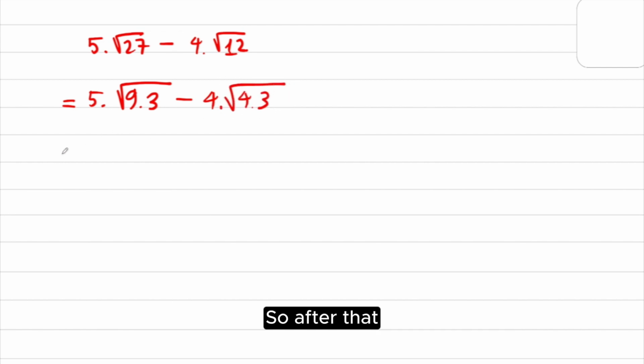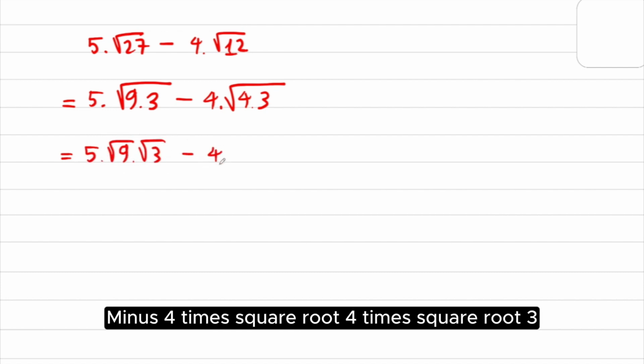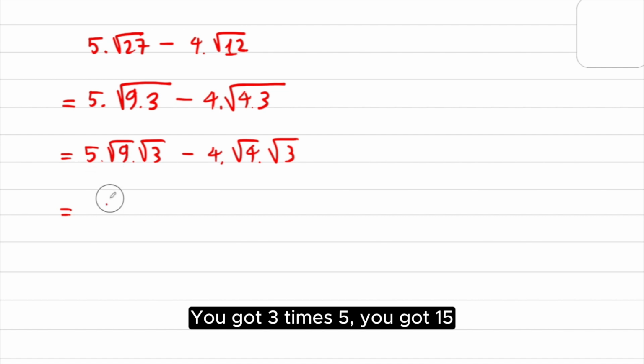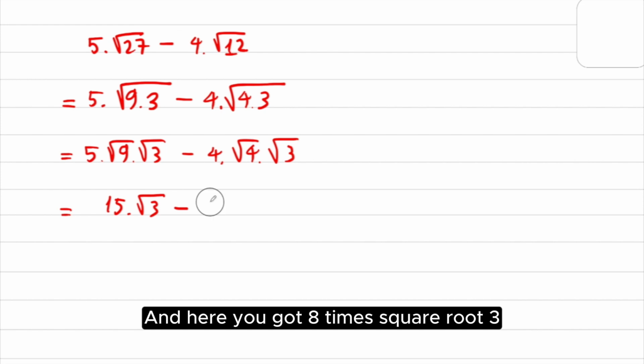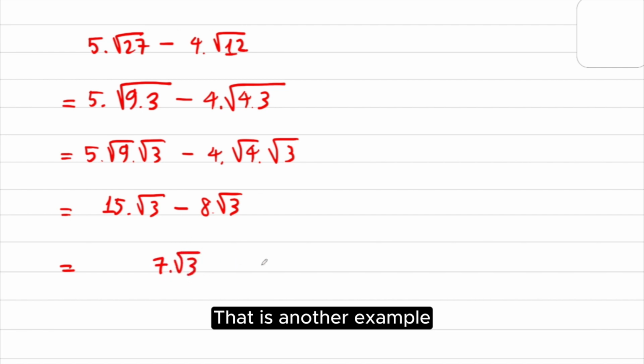So after that I can write down 5 times square root 9 times square root 3 minus 4 times square root 4 times square root 3. After this you get square root 9, which is 3, times 5, you get 15 square root 3, and here you get 8 square root 3. After that, 15 minus 8 equals 7 times square root 3. Okay, that is another example.